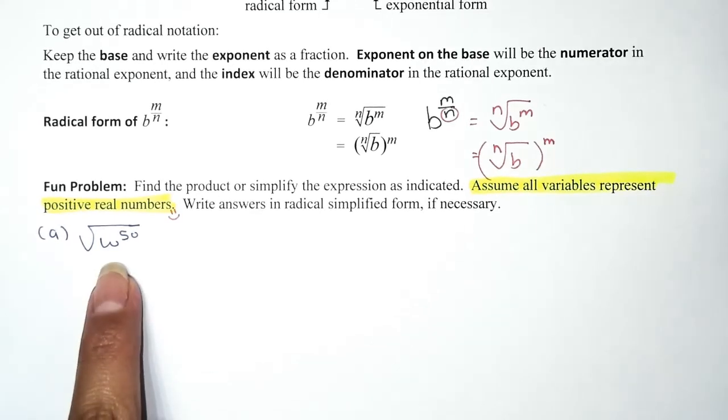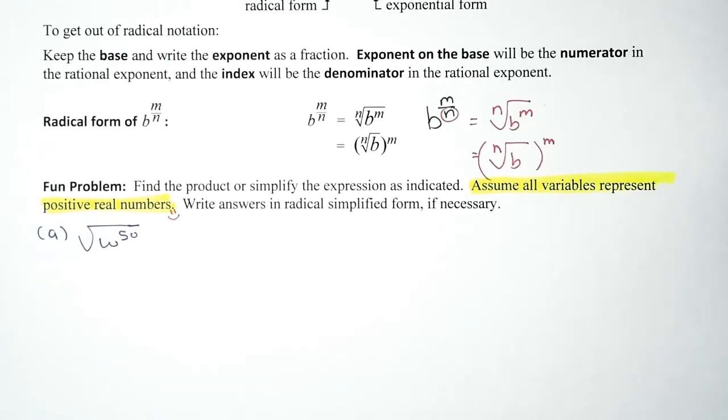So we have square root of w to the 50th power. Okay, so we have 1, 2, 3. I don't know how to count. It's through F. Okay, A through F.